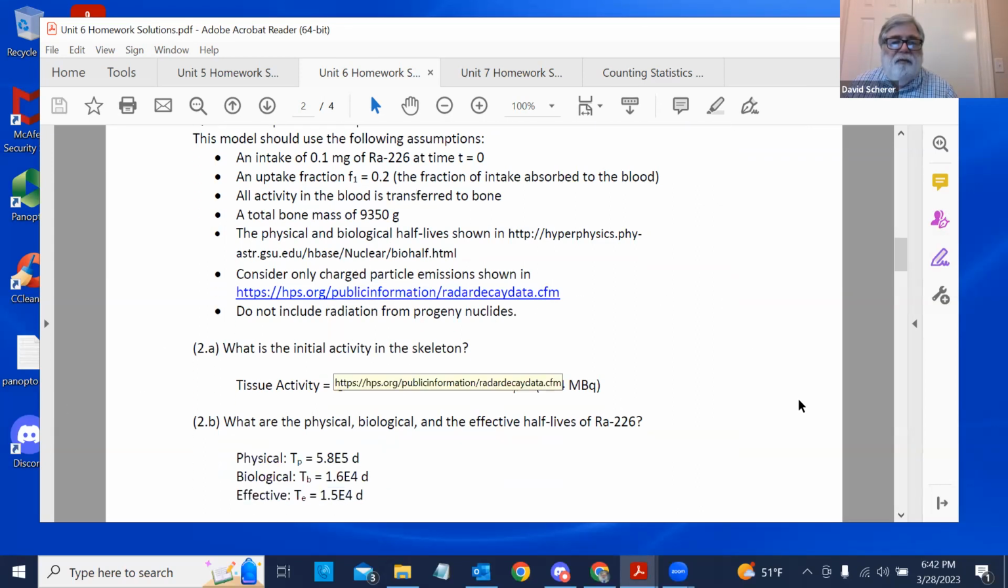Okay, so what's the initial activity? I took a shortcut. Some people went through and did the calculations. The shortcut I used is that this is radium, and the definition of the curie is based on radium. So 0.1 milligrams is 0.1 millicuries. And so that's how I did it. I just used 0.1 millicuries because I knew what it was for radium. Some people did that same calculation we did before, specific activity.